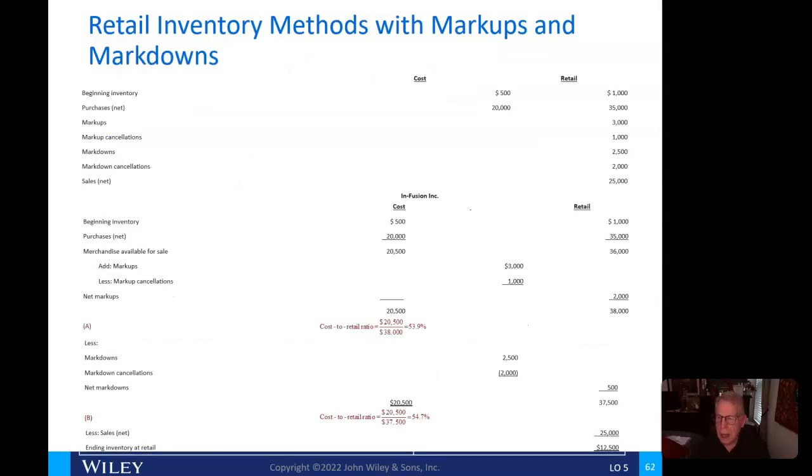Okay. This looks like a good place for us to stop this video, and when we return, we'll take a look at retail inventory methods with markups and markdowns.